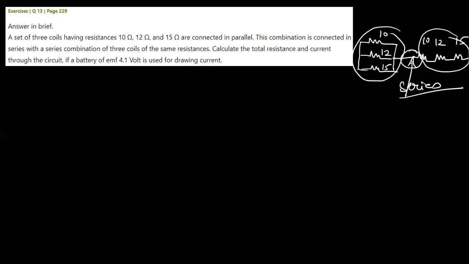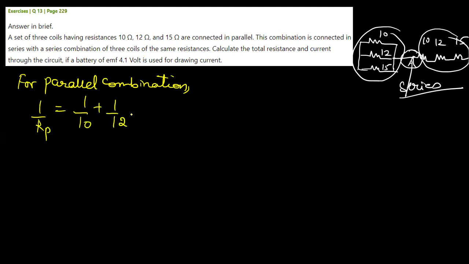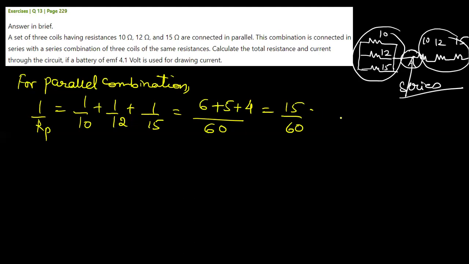Calculate the total resistance and current through the circuit if the battery is 4.1 volt. Okay, first find the value of resistance. That is important. So on solving, you will have to draw the diagram. Solving for the parallel combination first, I can write 1 upon Rp equal to 1 upon 10 plus 1 upon 12 plus 1 upon 15. The LCM is 60 for this. This will be 6 plus 5 plus 4, which will be 15 upon 60. That will be 1 by 4.